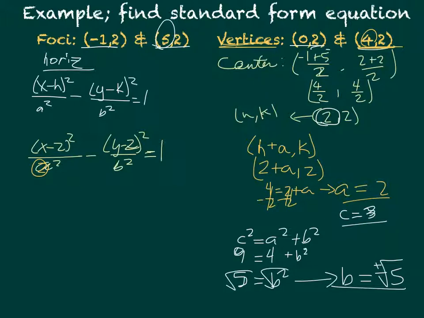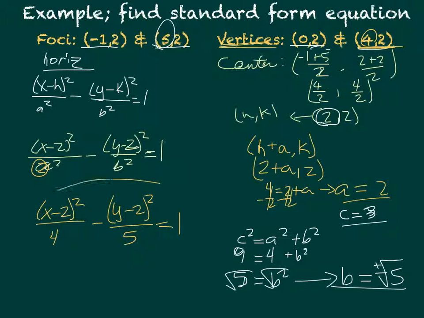So my final standard form is x minus 2 quantity squared over 4 minus y minus 2 quantity squared over 5, because square root of 5 squared is just 5, equals 1. Final answer.